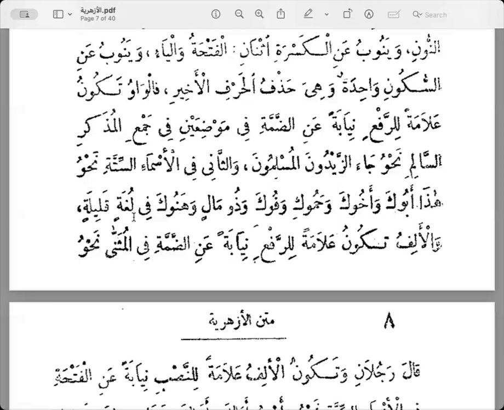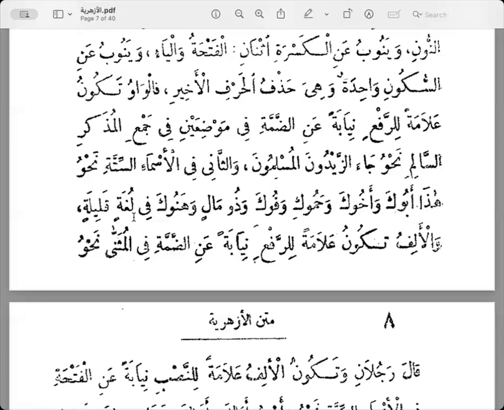So therefore, if most Arabs treated it as Hanukkah, that's why we call it al-asma al-khamsa, the five nouns. Because practically speaking, most people say هذا أبوك أخوك حموك فوك ذو مال وهنوك. And it's just treated as a normal ism mufrad. So why even mention it? Does that make sense?